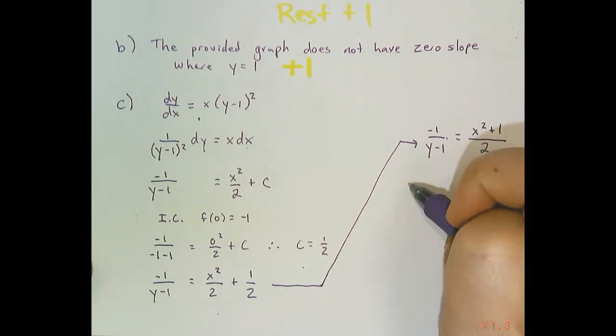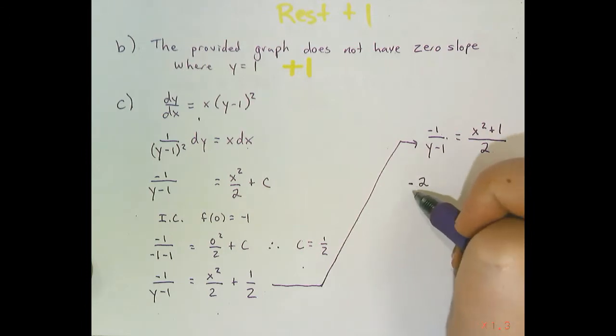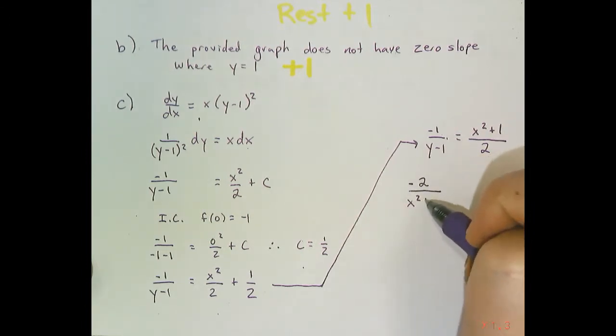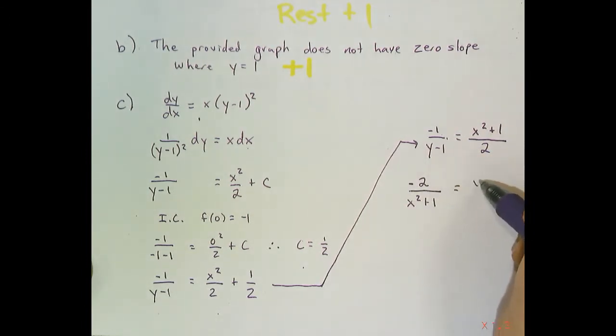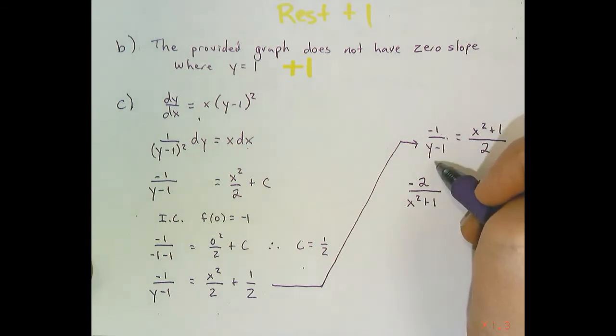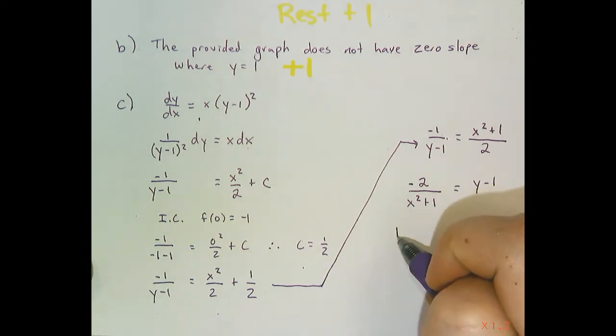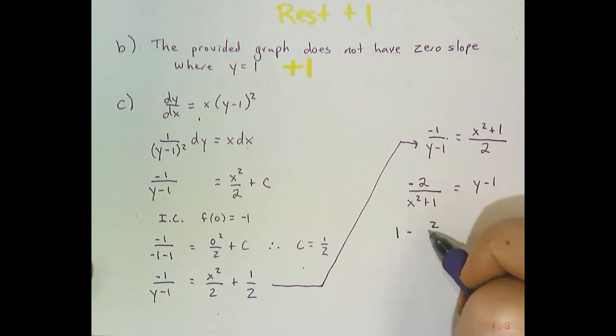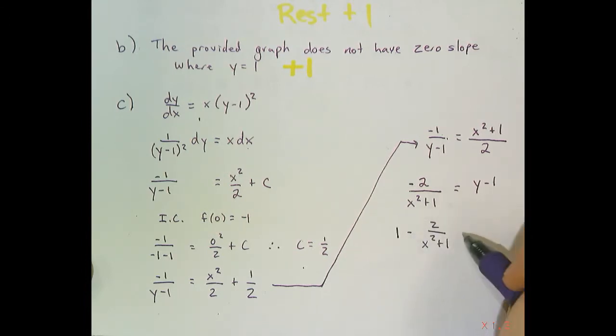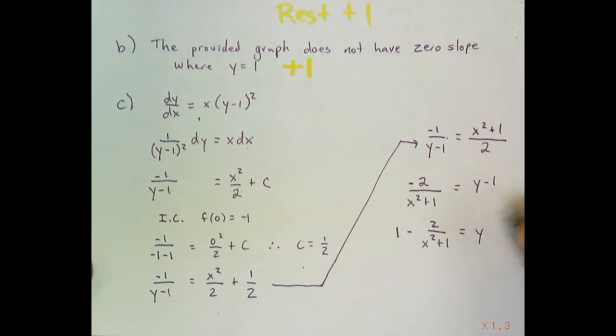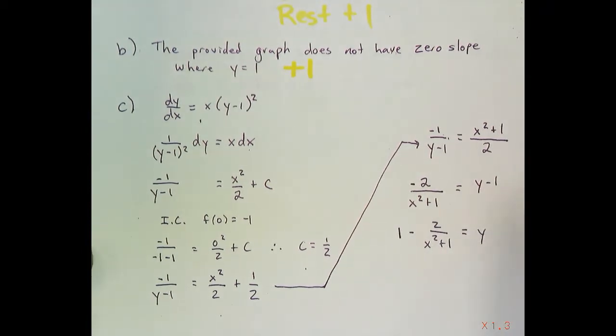Let's do it this way. Negative 2 over x squared plus 1 equals y minus 1. So I multiplied the 2 to the left-hand side and divided the x squared plus 1 to the left-hand side, and then multiplied the y minus 1 to the right. Finally, add 1 to both sides, and we get the expression 1 minus 2 over x squared plus 1 equaling y. There is our particular solution to the differential equation.